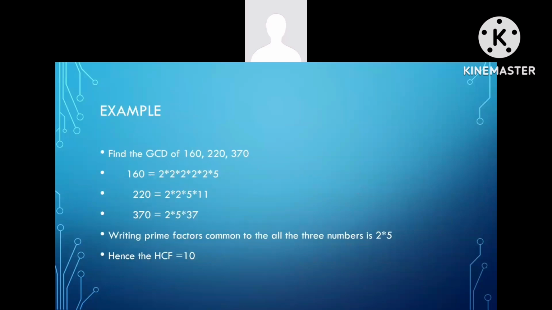Let's discuss an example of GCD. Find the GCD of 160, 220, 370. 160 can be written as 2 power 5 into 5. 220 can be written as 2 square into 5 into 11. 370 can be written as 2 into 5 into 37. Writing prime factors common to all three numbers: 2 into 5. Hence the HCF is 10.